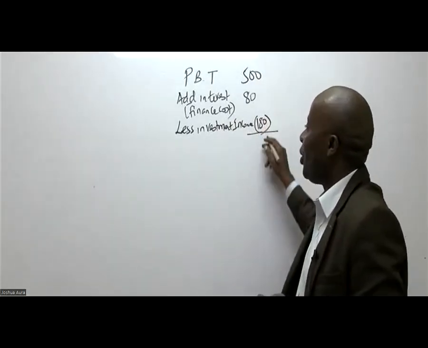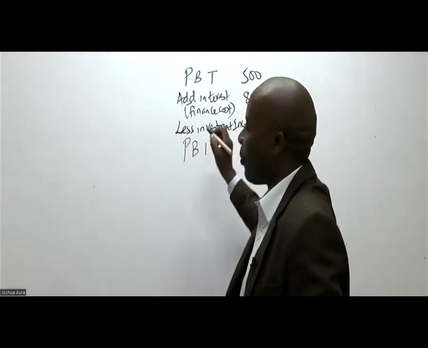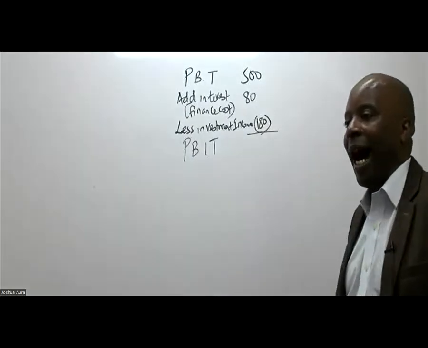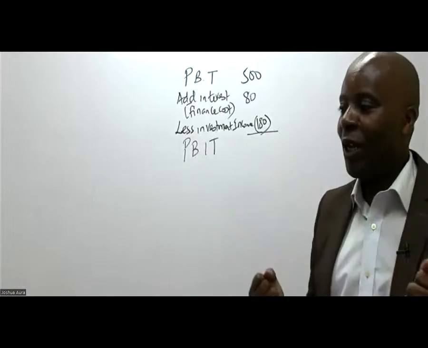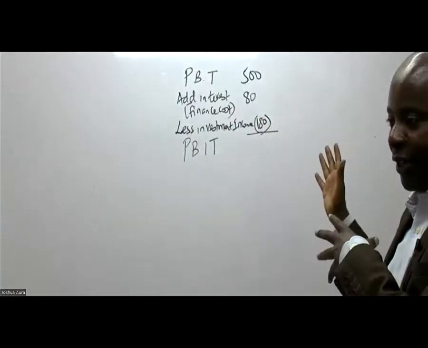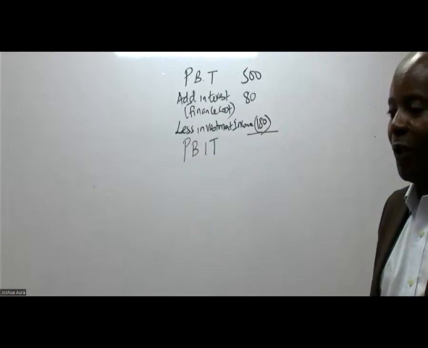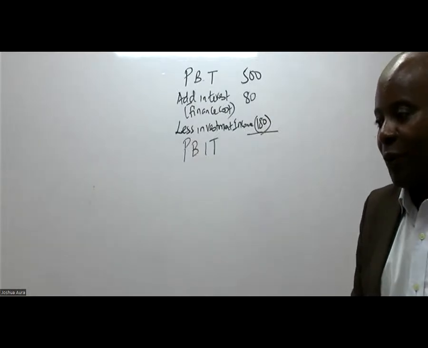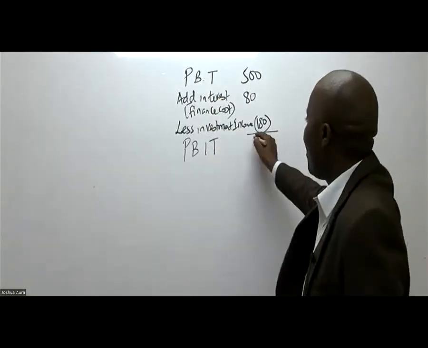So the moment I do that, ladies and gentlemen, I should be able to get my famous operating profit, which is PBIT. First of all, give me the figure. What figure are we talking about here? PBIT, the operating profit, is supposed to be how much? The operating profit is supposed to be 400.